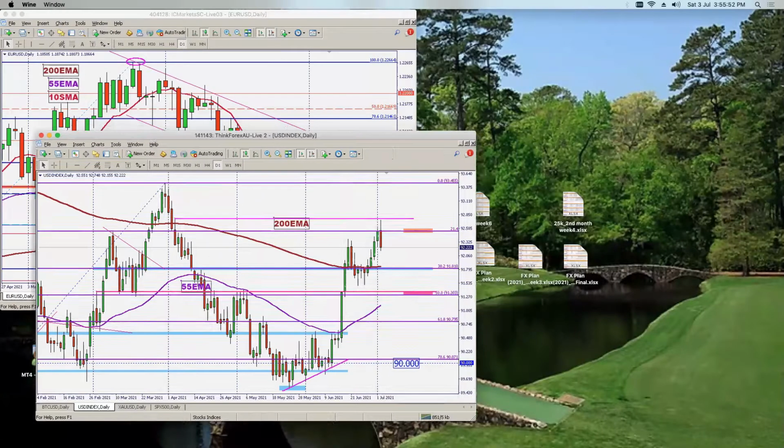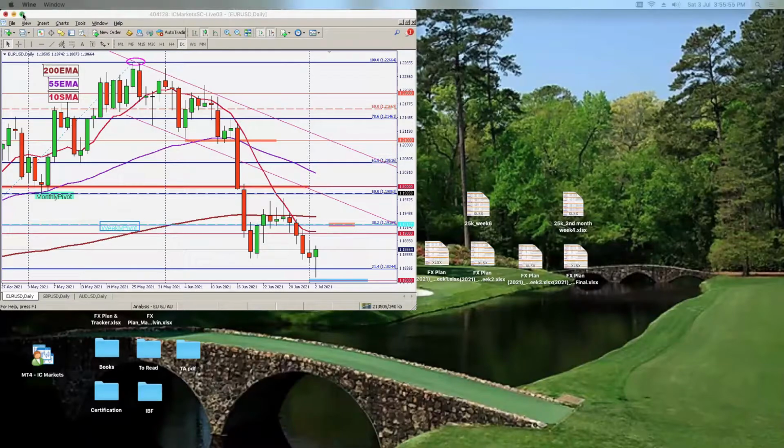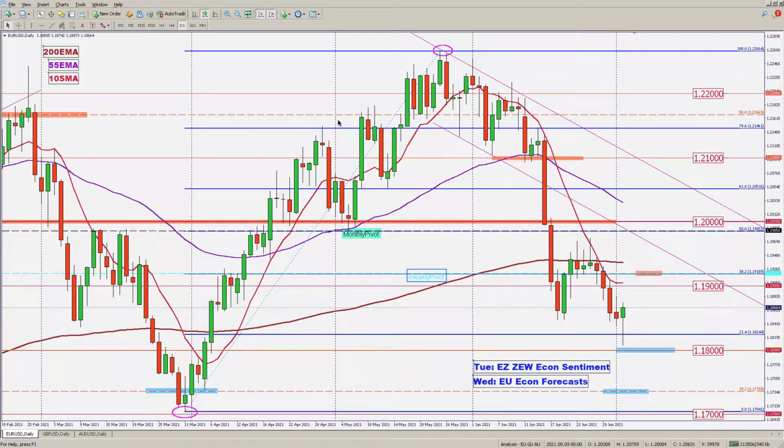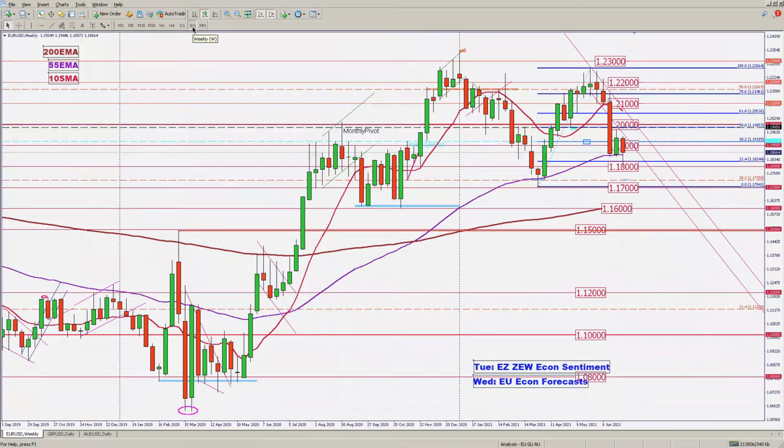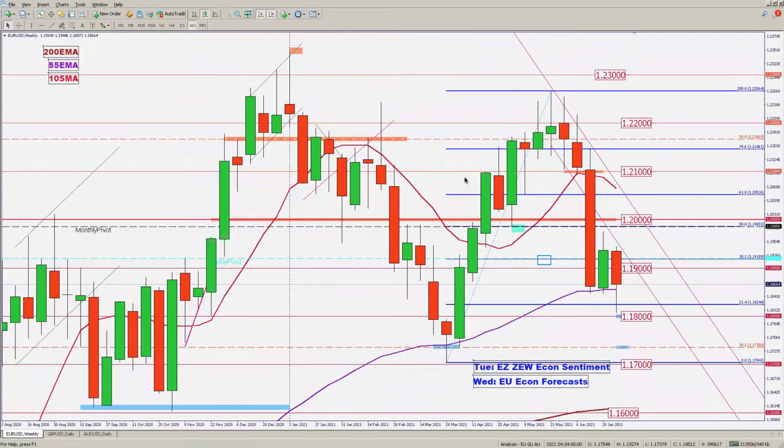All right, let's move back to the euro and take a quick look at the weekly time frame, where it was sitting on the weekly 55 EMA. It tried to dip lower below that, but then climbed back up on the Friday, so just holding above that support area. After some consolidation, it still looks bearish overall.